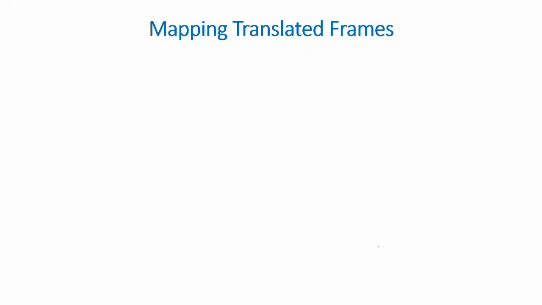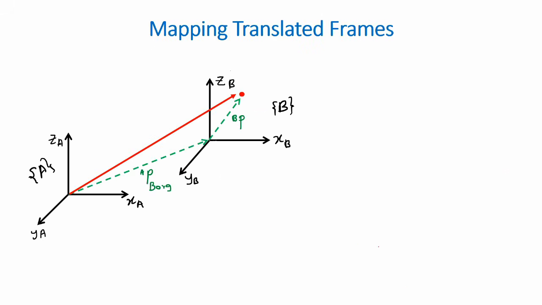So now that we know how frames operate, we can map vectors from one frame to another. And when doing this, there are three main cases. The frames can be translated, they can be rotated, or a combination of both. In this case, we're looking at only a translation. A point is defined in frame P and it has position vector PB.